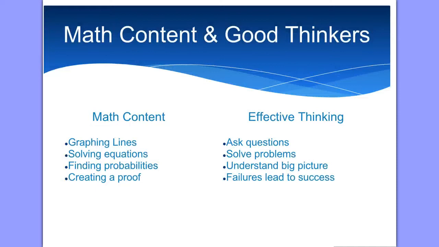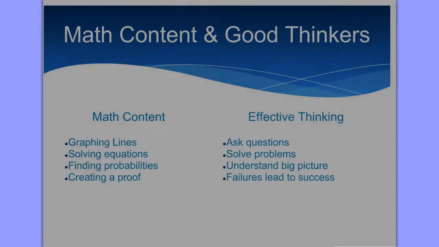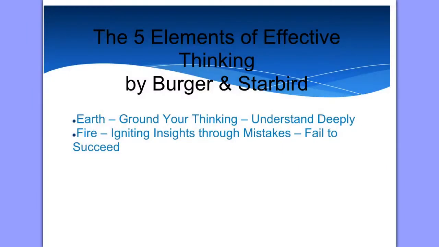What I really want them to be able to do is to be an effective thinker. I want them to ask the right questions. I want them to use their answers to those questions to help them solve problems. I want them to understand the big picture, and I also want them to realize that failure is okay, that failure leads to success. So what I'm going to talk about here is based on the 5 elements of effective thinking by Burger and Starbird.